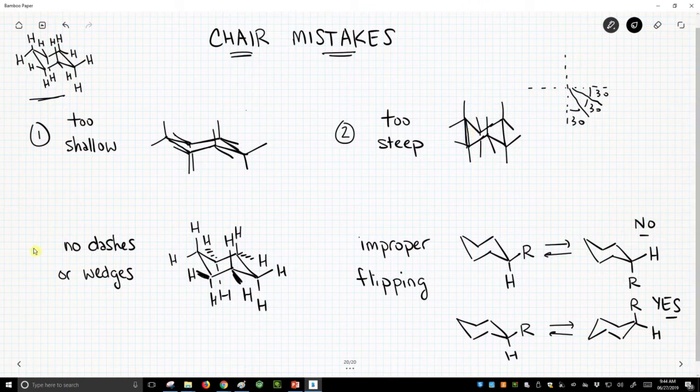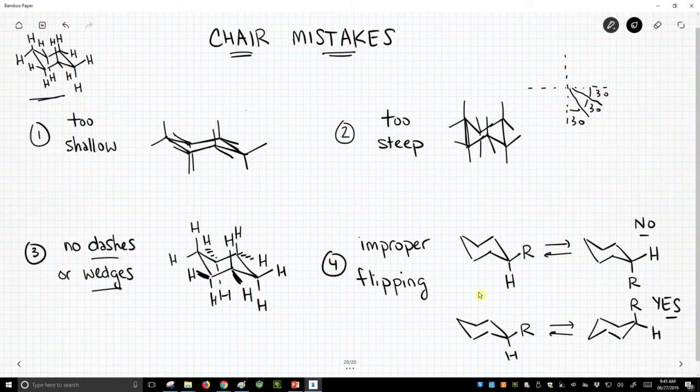So a third mistake that I'll encounter is that because all these carbons are tetrahedral, students will start to put dashes and wedges on them, which is a natural thing to do with a tetrahedral carbon. However, with chairs, traditionally people don't put dashes and wedges. It makes the picture kind of busy and messy. Your picture should stand on its own without dashes and wedges. The final mistake that I encounter, number 4, is students will do improper flipping.